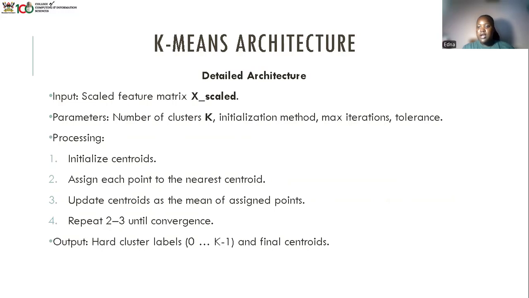Moving on to our architecture for K-means, our input is X-scaled, which is our scaled feature matrix, and the algorithm initializes centroids and runs the assign and update loop until convergence. The output is cluster labels from 0 to K-1. These labels then map directly to our 3 rider tiers, which are high skill, moderate, and developing.